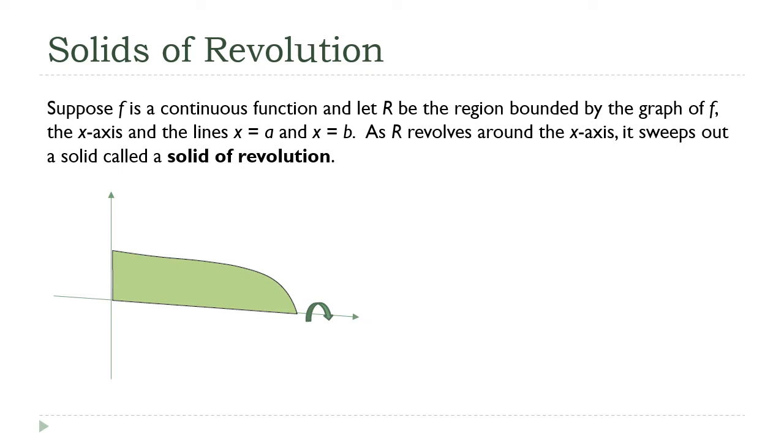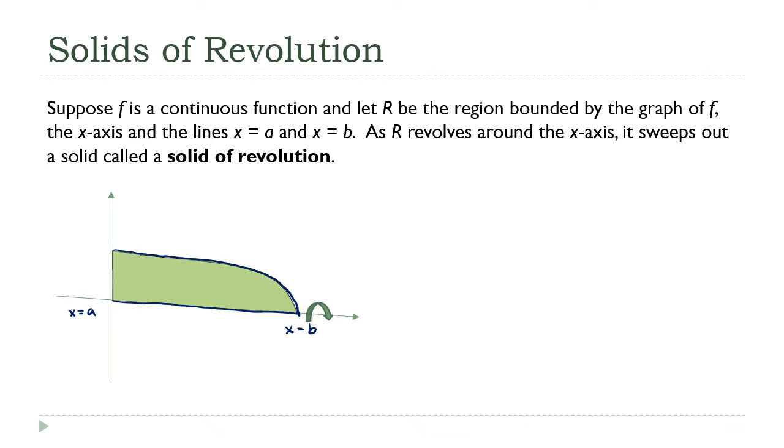So in this lecture, I want to talk about finding the volume of a specific kind of solid, what's called a solid of revolution. The way we create one of these is we start with a continuous function f, and we define the region R to be the region bounded by the graph of f. For my example, that's this curve here, the x-axis, and two points, x equals a and x equals b. What we're going to do to make this solid is take this area and revolve it around the x-axis.